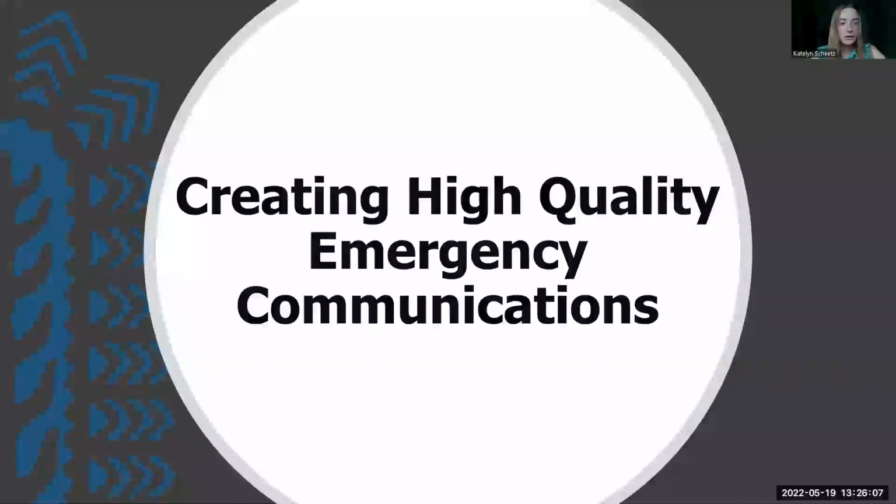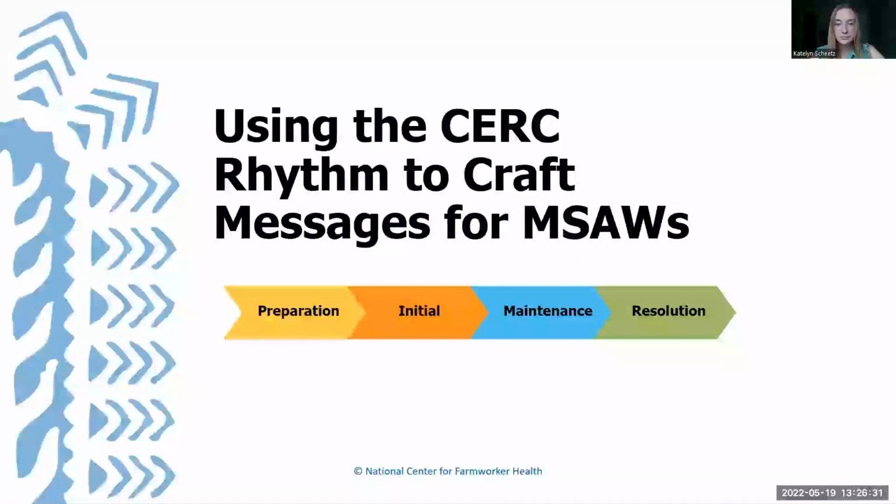So next we're going to transition into how do we actually create these high quality emergency communications. So we've looked at population characteristics of migrant and seasonal agriculture workers. We've talked about why it's so important to prepare with agricultural workers, and now we're going to dig into the how. Go ahead, next slide.